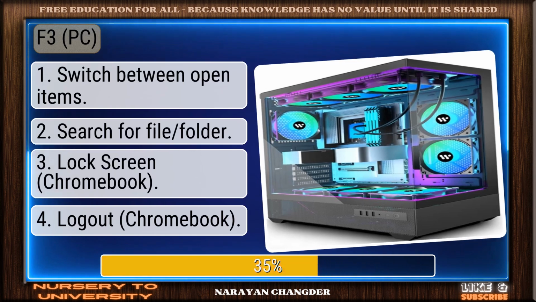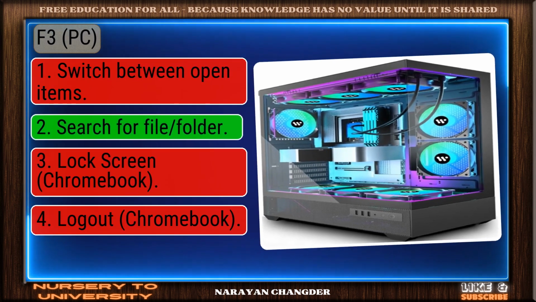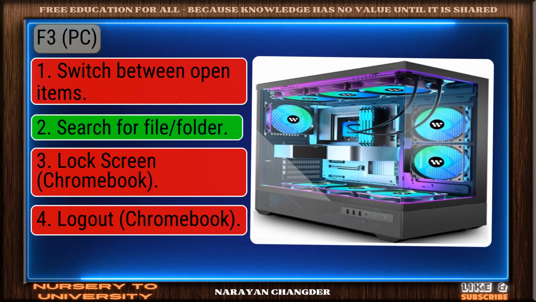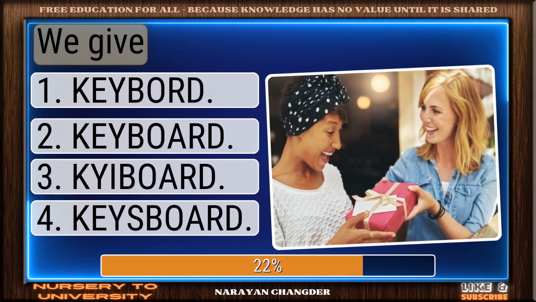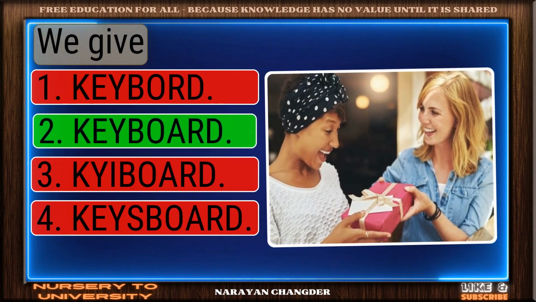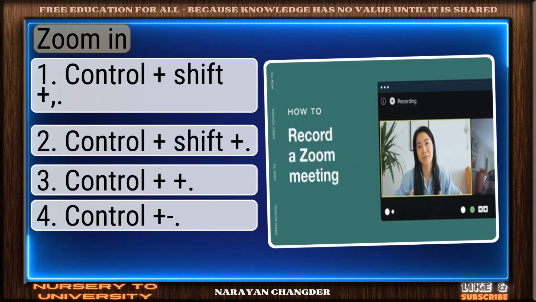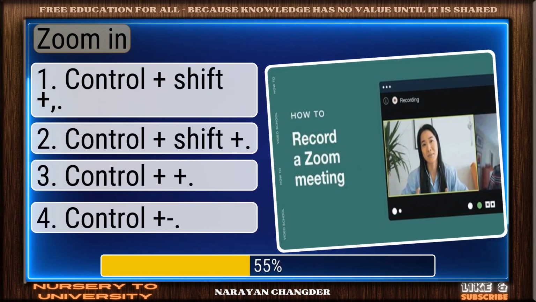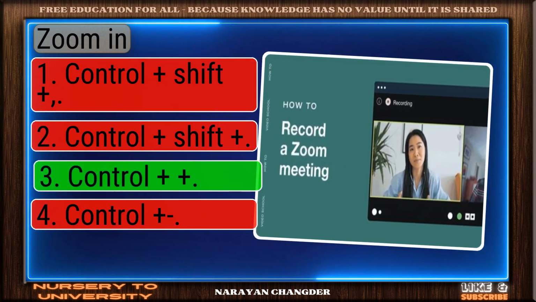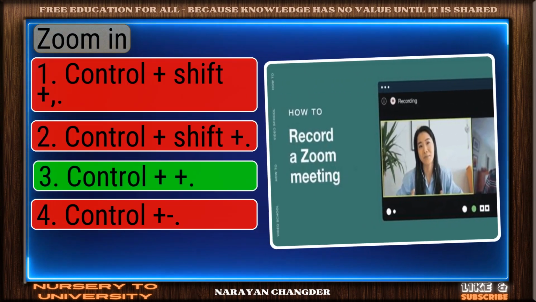F3. On track. Search for file or folder is the correct answer. Input device. Strong choice. Keyboard is the right answer. Zoom in. You're right. Control plus plus is the correct answer.